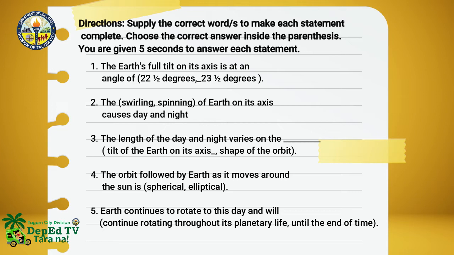Number 1. The Earth tilts on its axis at an angle of 22.5 degrees, 23.5 degrees. If you answered 23.5 degrees, then you are correct. Number 2. The swirling, spinning of Earth on its axis causes day and night. If you answered spinning, then you are correct.